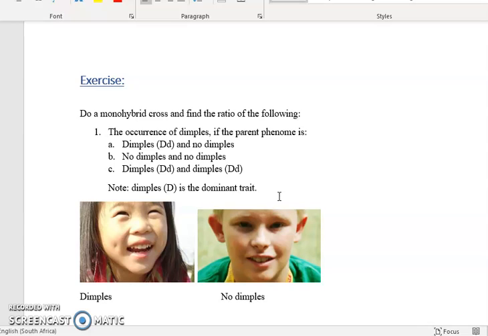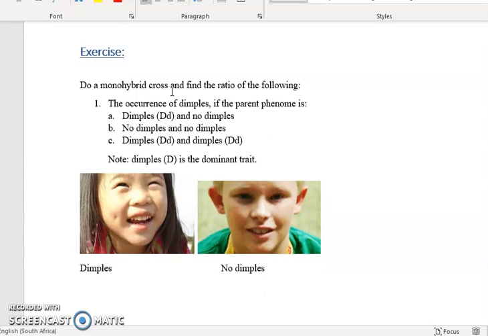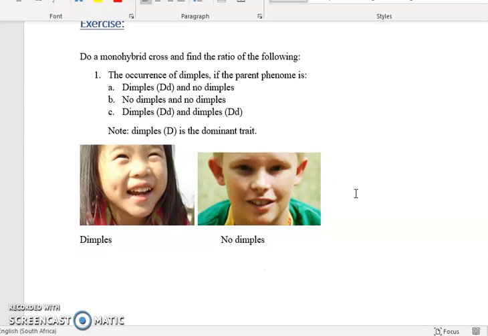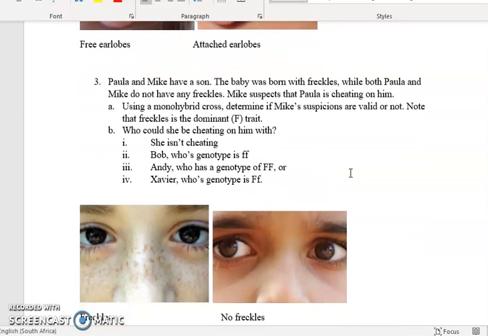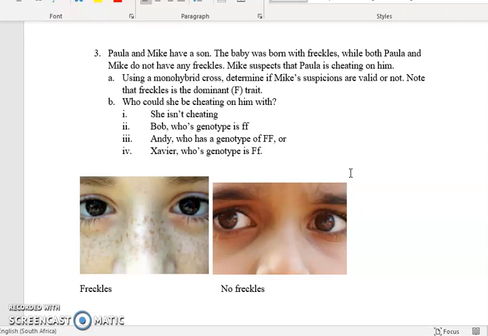So here we have our exercise. So you're going to do a monohybrid cross and find the ratio of the following. Okay, and there's an image of dimples and no dimples, and note that dimples is the dominant trait. Okay, so that's our first question where we do 3 different monohybrid crosses. Then there's question 2 where we look at free earlobes and attached earlobes, and you're going to do a possibility of that. And question 3, which is very interesting, I want everyone to attempt it, and then in our next lesson we're going to go over the trend.